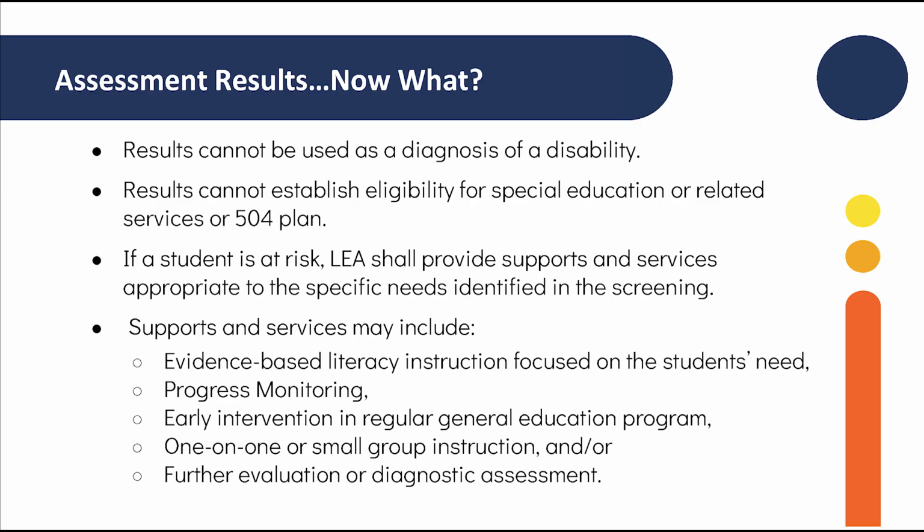It can't establish eligibility for an IEP, a 504 plan, teacher retention, anything, right? None of those can happen through the RDRS. For students at risk, the supports are appropriate to the specific needs identified by the screening. This can include evidence-based, science of reading-based instruction, monitoring the student's progress, general education intervention, and then small group instruction for the students who need it.